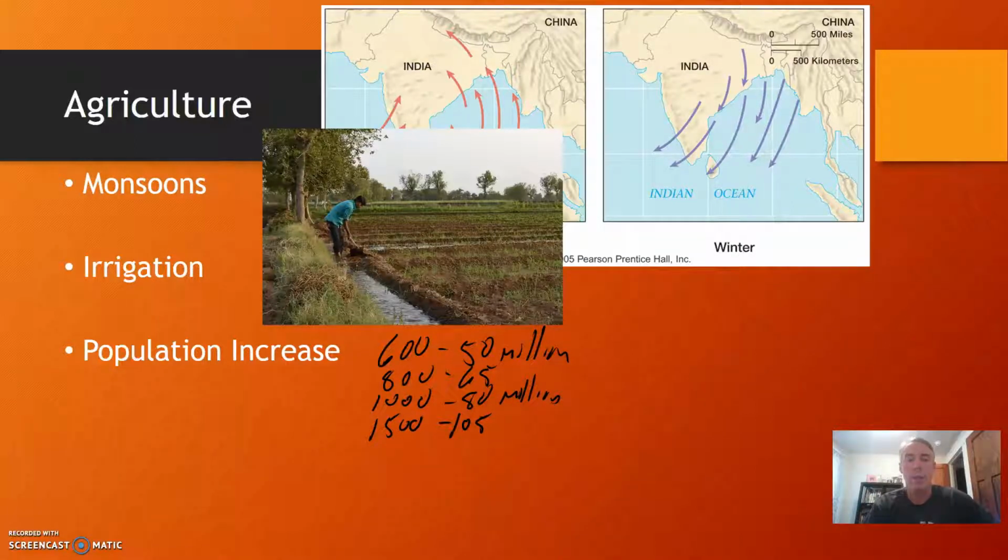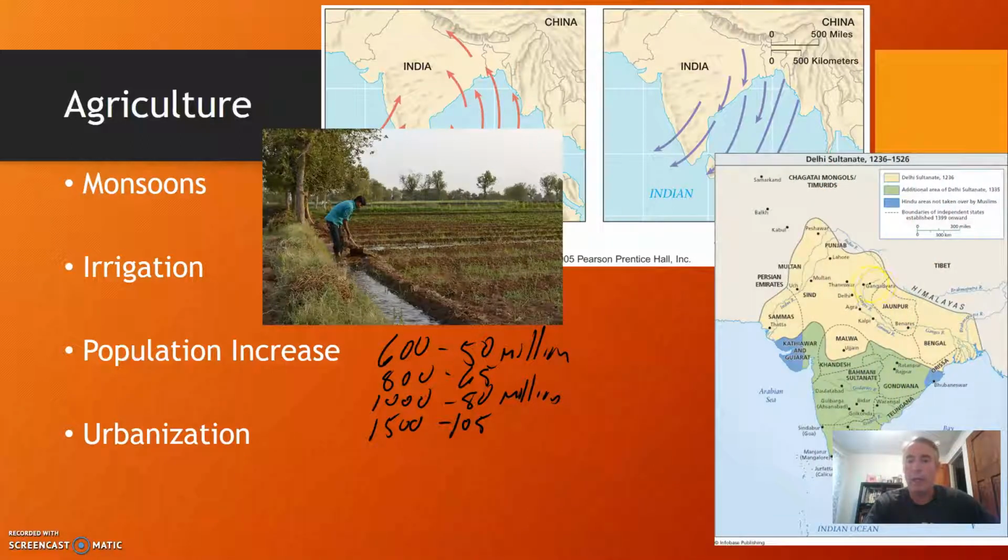And increases in population are going to lead to urbanization. People are moving to cities more. All right, you look at the different cities around the early Delhi Sultanate days. Delhi, right here, was the second largest city in the Muslim world after Cairo. So it had about 400,000 people in it. It was a pretty big metropolis by those standards.